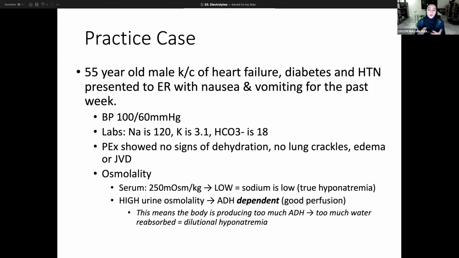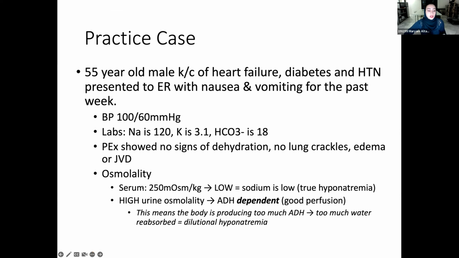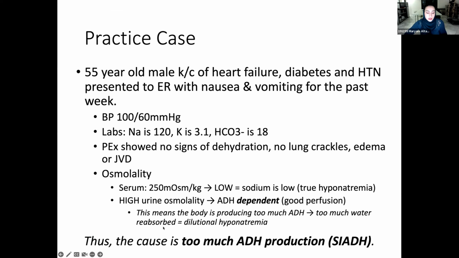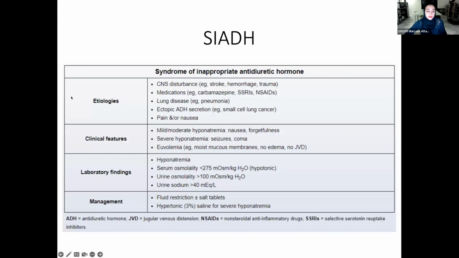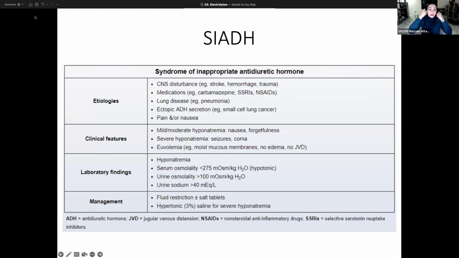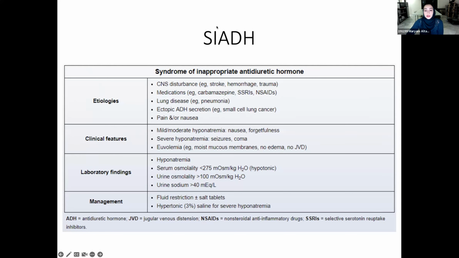And then you start to think of what are the potential reasons that you could have SIADH. The cause in this case is too much ADH production, or syndrome of inappropriate ADH. There are a lot of different etiologies. You can look here, for example, it can be due to CNS disturbances, if there's stroke, trauma, pneumonia is a very common cause, specific medications, it can be due to lung cancer, pain or nausea in general. Because he said he's had vomiting, the nausea could be the cause of the SIADH.